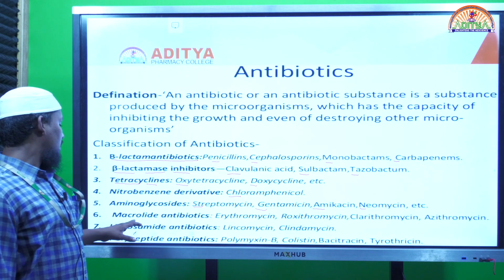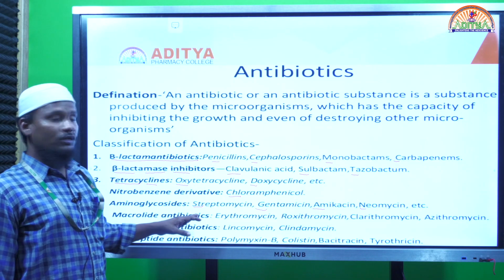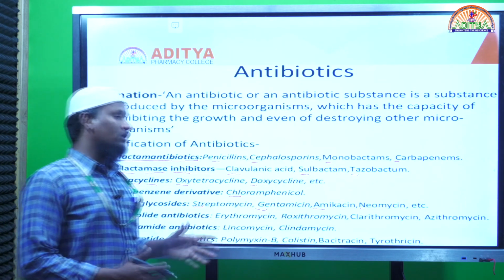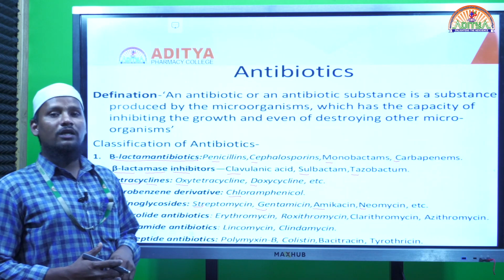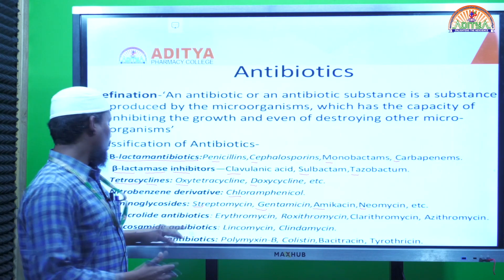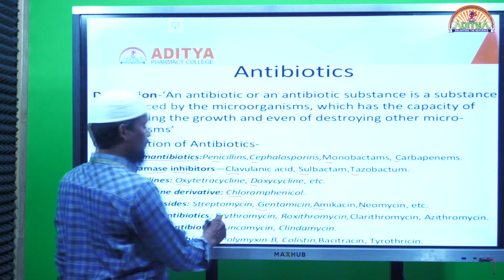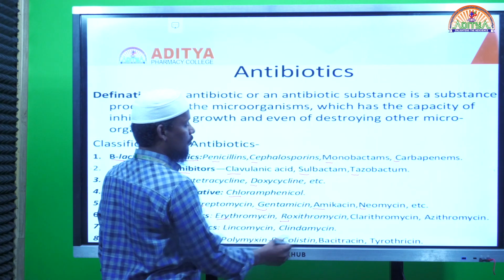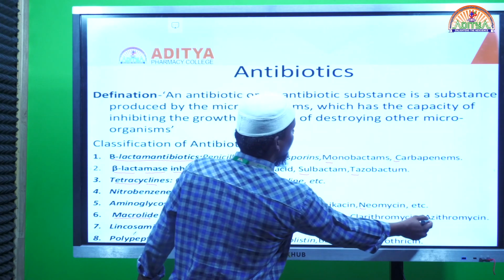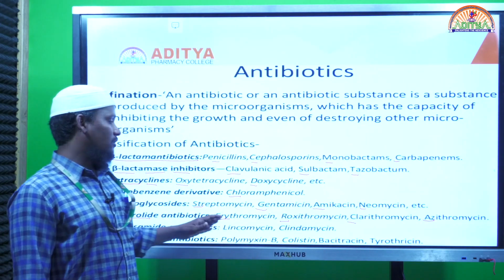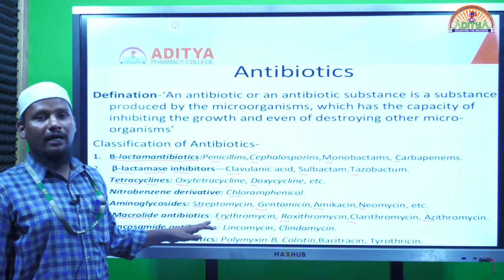So when coming to the next class, they are macrolide antibiotics. The macrolide antibiotics are very huge in their structure and they are high molecular weight substances. So that's why they are called macrolide antibiotics. Examples are erythromycin, roxithromycin, clarithromycin, and azithromycin. These have high molecular weight structures. That's why they are called macrolide antibiotics.